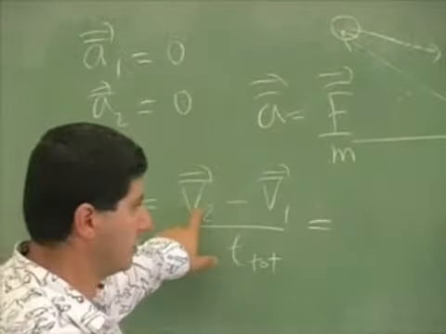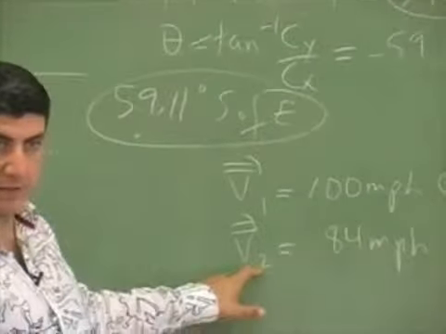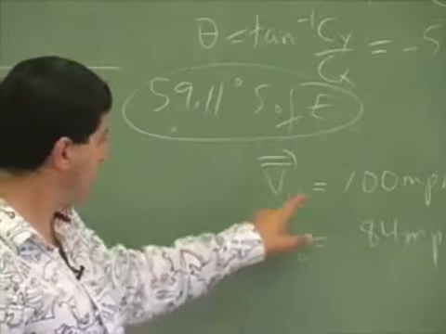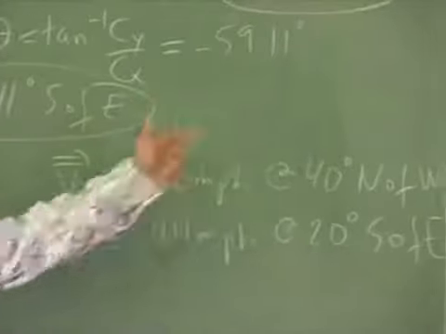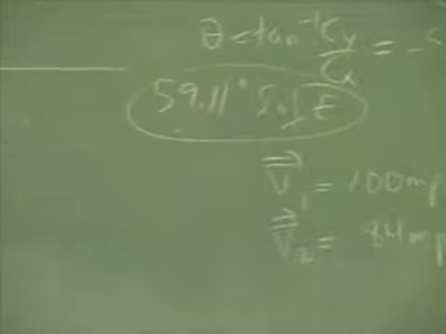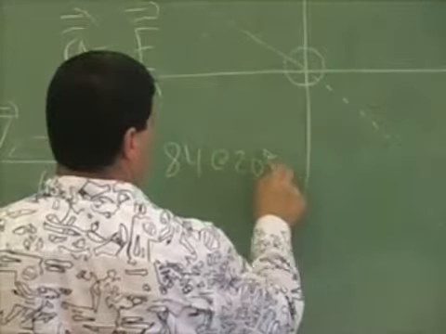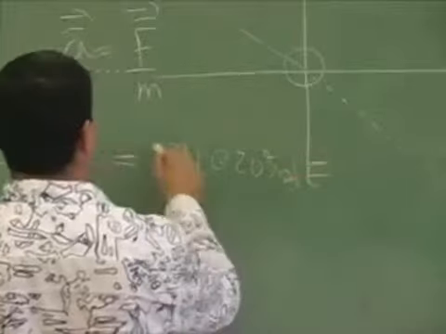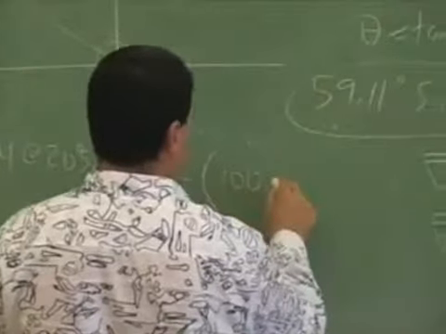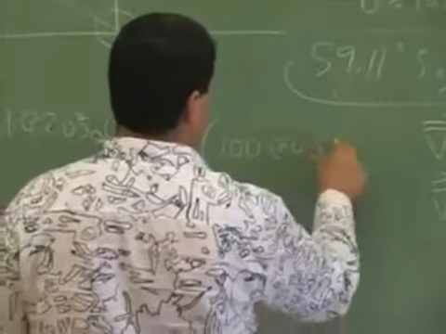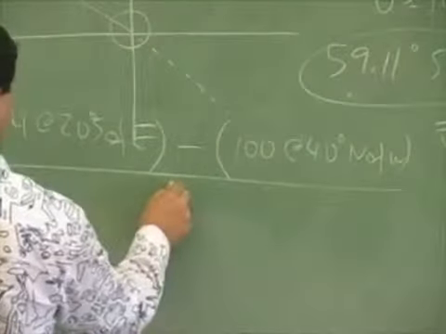Okay, so V average 2 minus V average 1 over T total, right? So what we do is now we can take that, you see V2, that is the average velocity in the second stage. This is the initial velocity at the first stage. We can subtract these, this minus this. So let me just write it like this now. 84 at 20 degrees south of east minus 100 at 40 degrees north of west divided by the total time, 61 over 60.